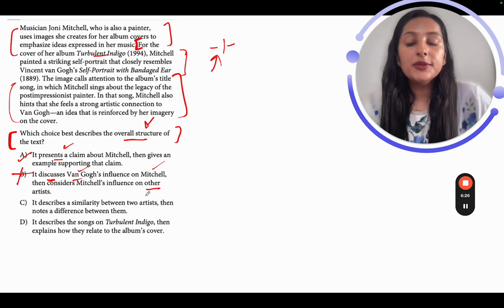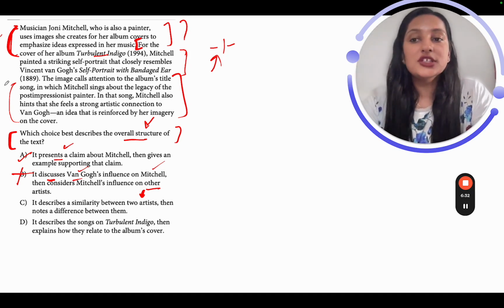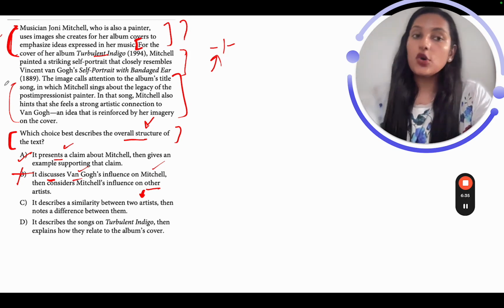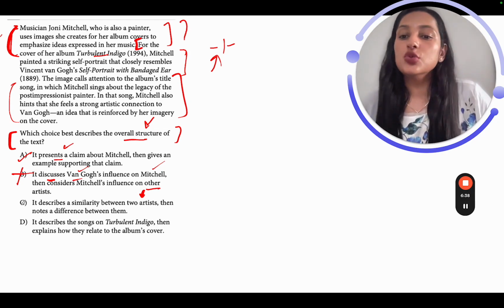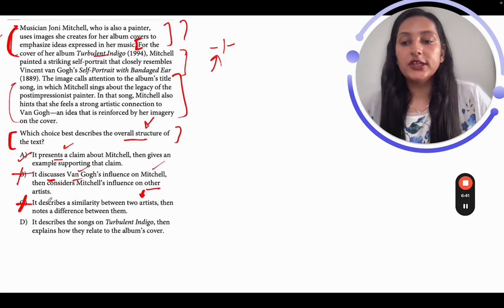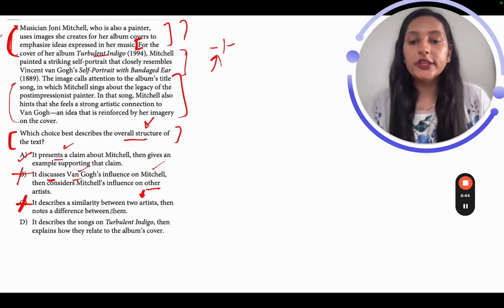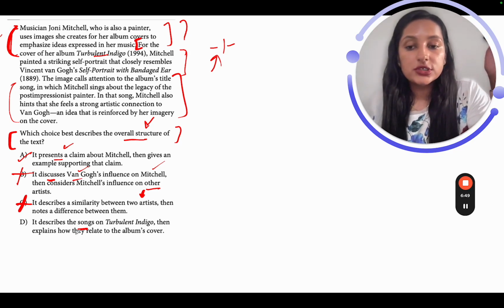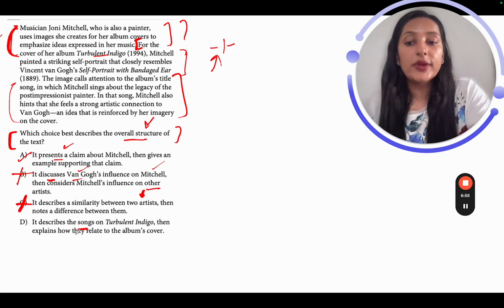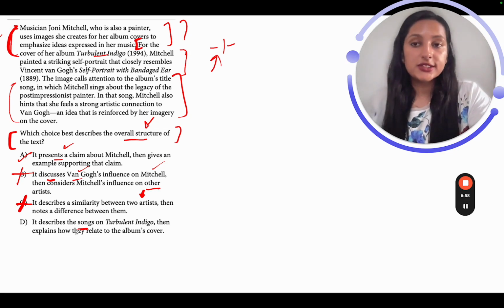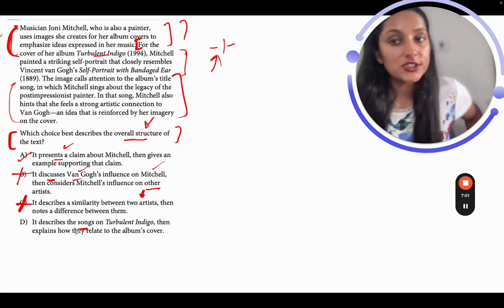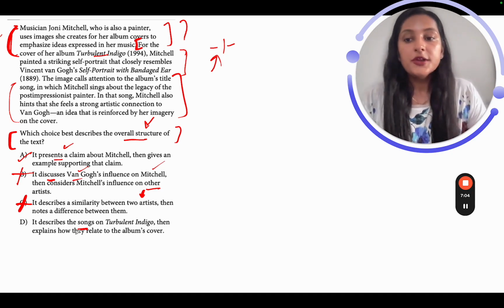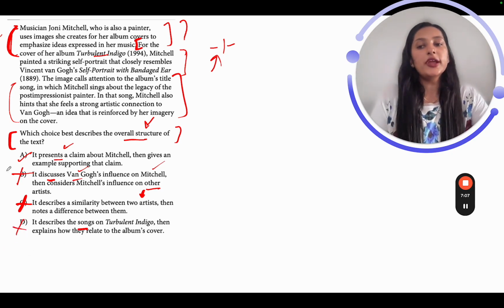It describes a similarity between two artists. There was no such similarity given to me at the start of the text. It simply told me what this person Mitchell did as a musician, right? For her albums, what did she do? Now, there is no similarity between the two artists, so this is definitely out. Now D, it describes the songs on Turbulent Indigo. Only the title song was mentioned in the text. Also, and more importantly, the text did not start off by discussing Turbulent Indigo. It came later in the text, right? The text started off by talking about what Mitchell really does for her album covers. So this is again definitely out, and A is the correct option.